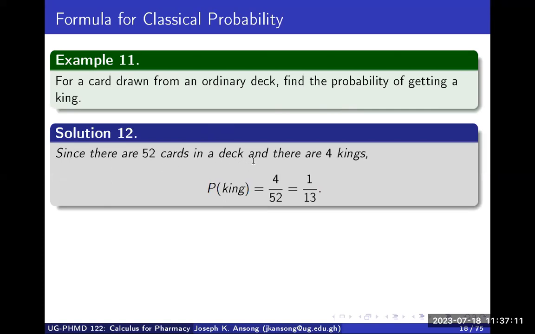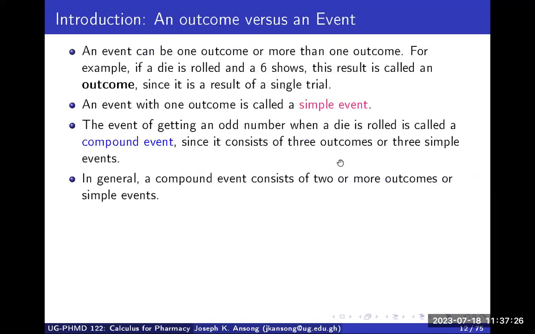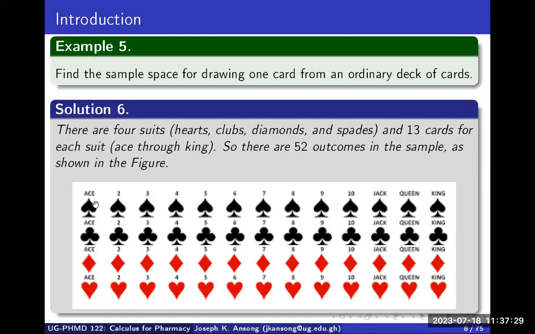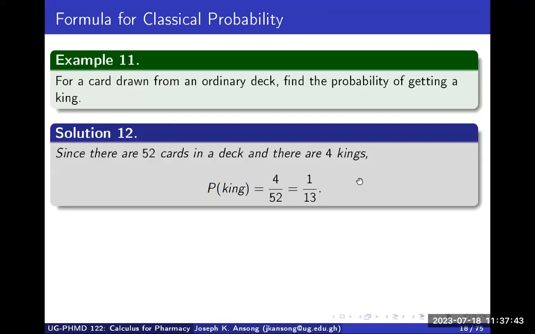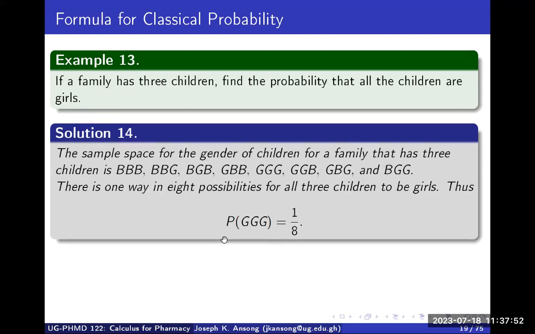Of the 52 cards, there are 4 kings, as I showed previously: spades, clubs, diamonds, and hearts. Each of them has a king, so there are four kings. So take 4/52, which is 1/13. That gives you the probability of drawing a king.